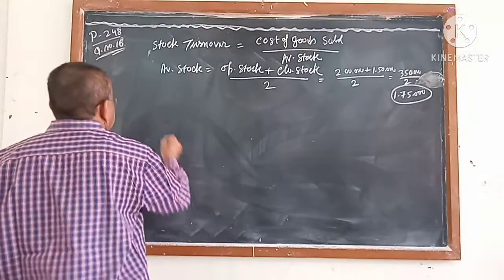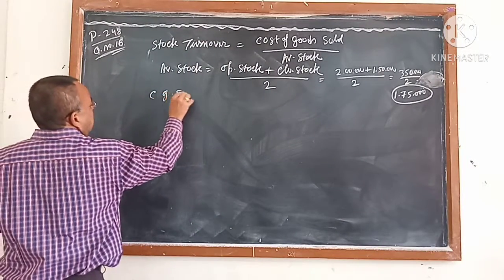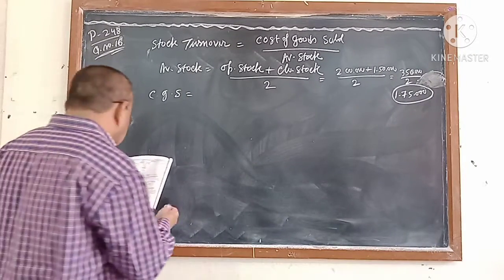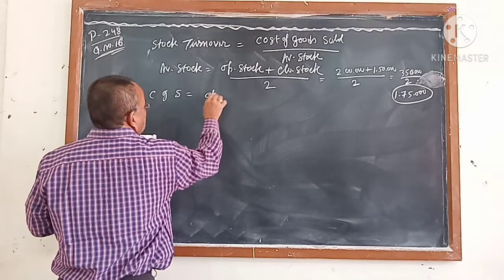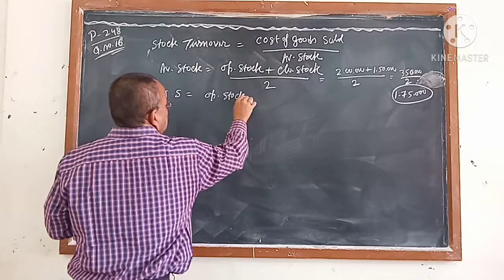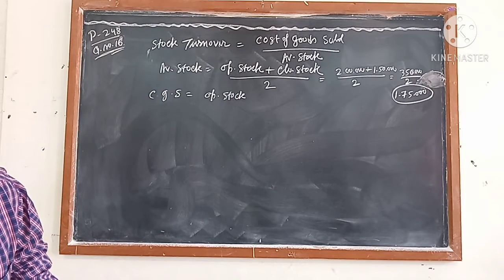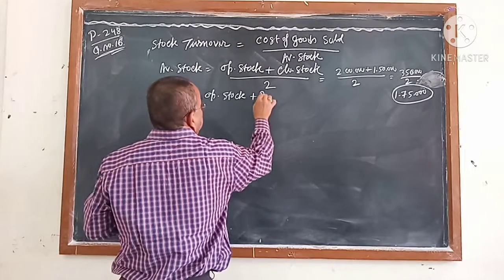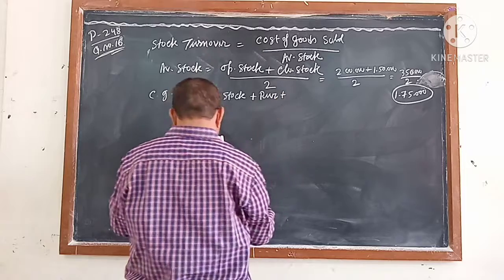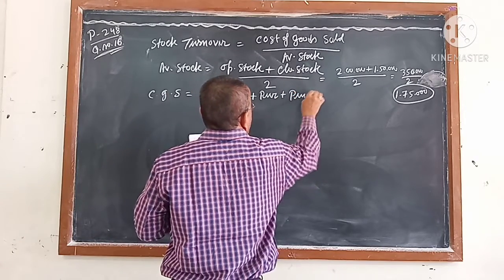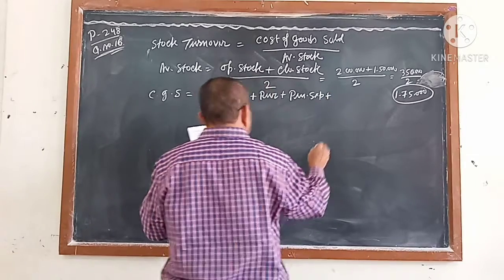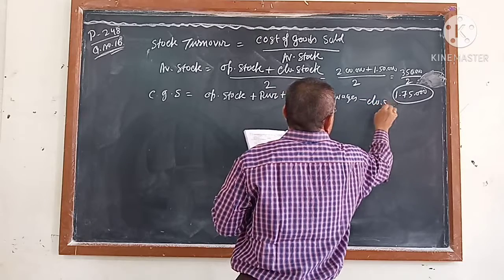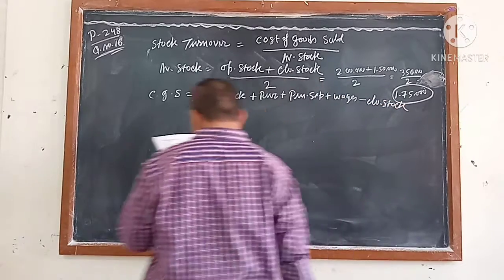Now cost of goods sold, CGS. The first formula we cannot apply, the second formula we have to apply. Opening stock plus purchase plus purchase expense plus wages minus closing stock. This is your formula.